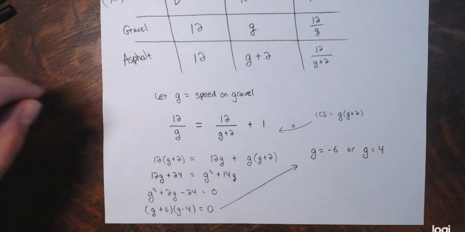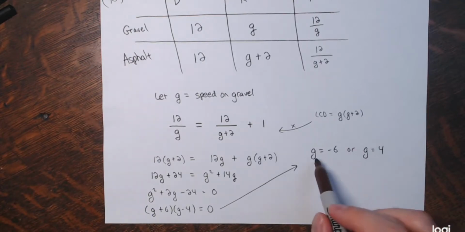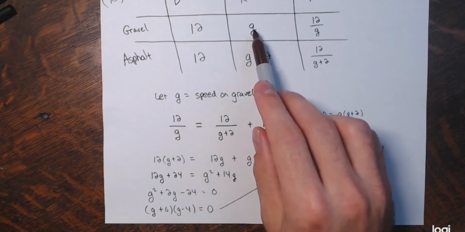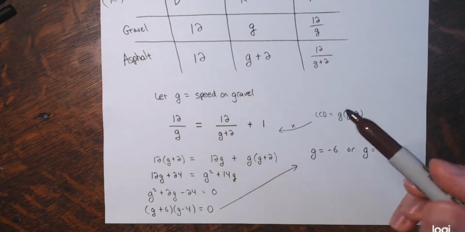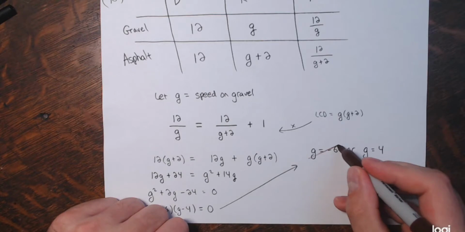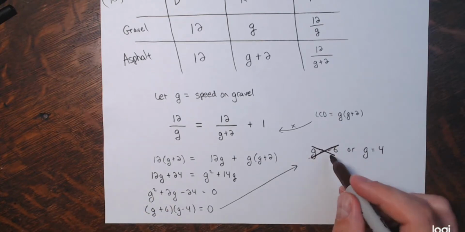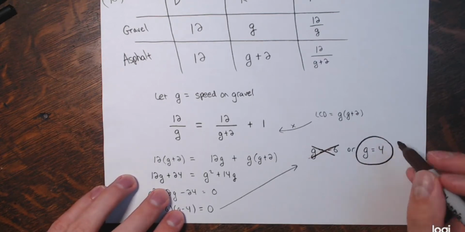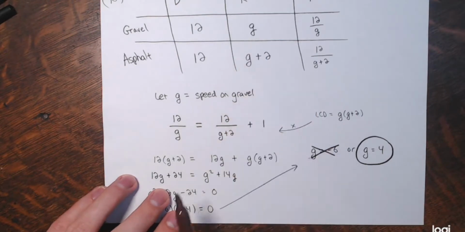And again, look at which one is the only one that makes any sense. If g were negative 6, that would mean on the gravel he was walking negative 6 miles per hour. And on the asphalt he'd be walking negative 4 miles an hour. Either way, you have a negative speed. You shouldn't be having negative speeds in these problems. So not going to use that one. The only one that makes any sense is g equals 4. Right? He's walking 4 miles an hour on the gravel, 6 miles an hour on the asphalt.